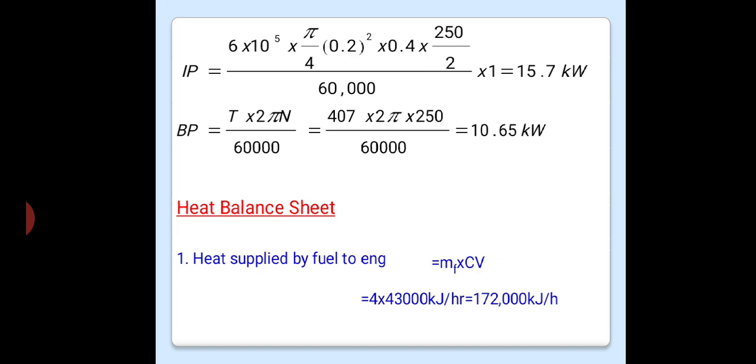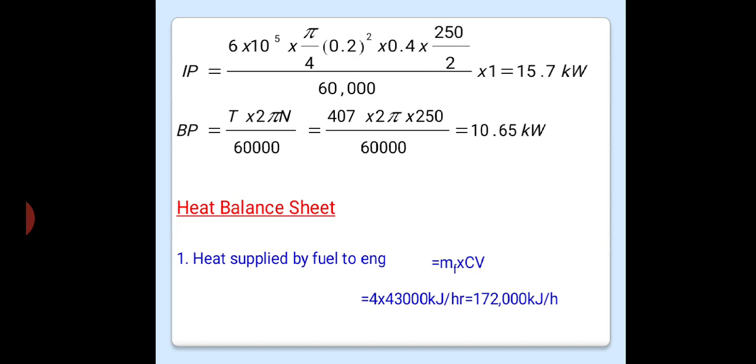Second, they have asked us to find the brake power. For calculating the brake power, we have the formula 2 pi N T divided by 60,000. Now N 250 they have mentioned and T they have given, that is 407. So after substituting the values, we got brake power is equal to 10.65 kilowatt.